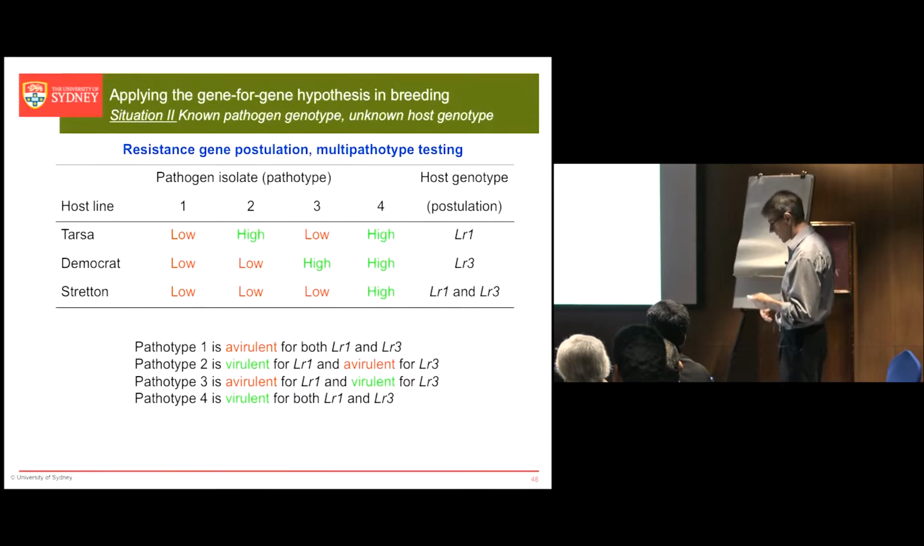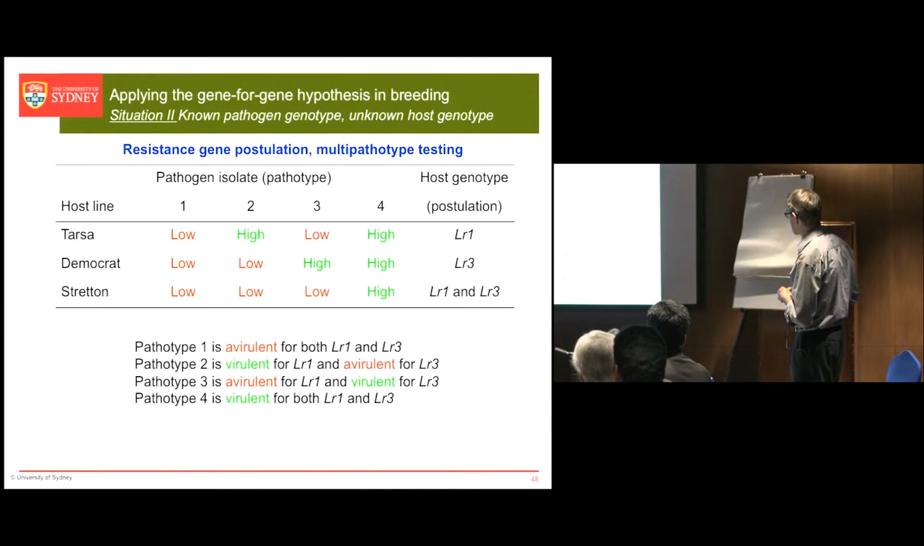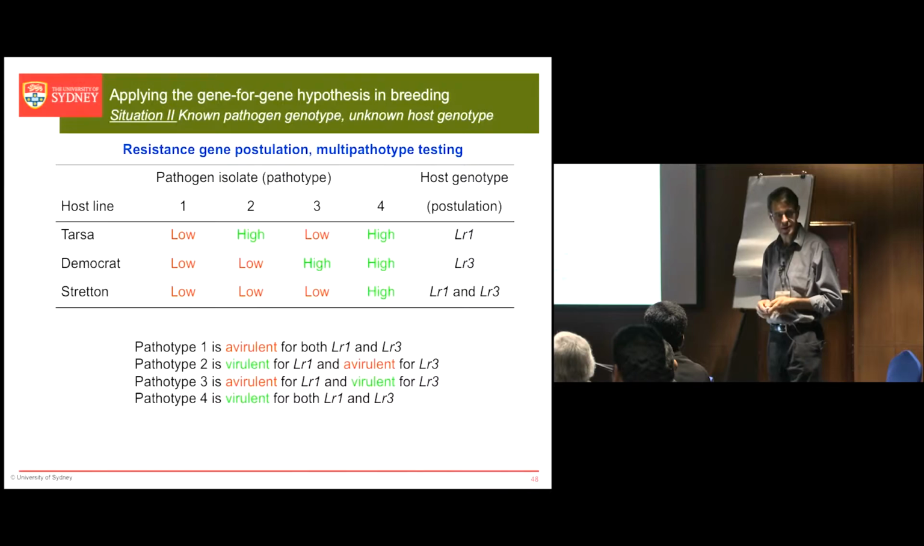Here they are again, except now I've shown you what the resistance genes are and what the names of the 3 differential lines are. So Tarsa has LR1, Democrat has LR3, and this genotype Stretton actually has both of those resistance genes. And those 4 pathotypes will give us this pattern of low and high infection types. All right, so we can say that pathotype 1 is avirulent for both LR1 and LR3, right? Low infection type, so it is avirulent on LR1, avirulent on LR3, and of course, when we infect a line with both of those genes, it will be resistant. We'll get a low infection type.